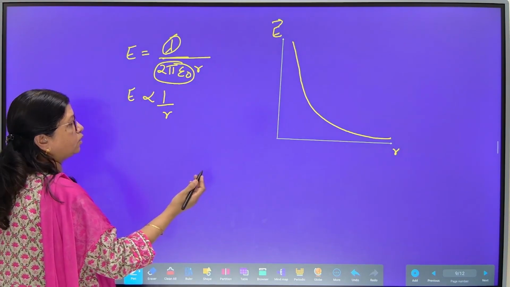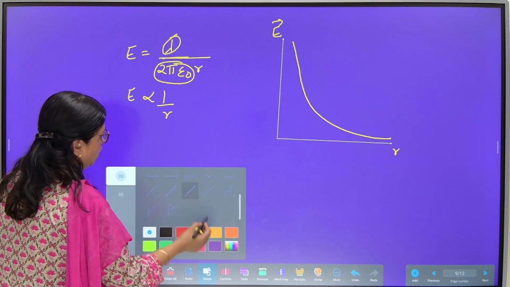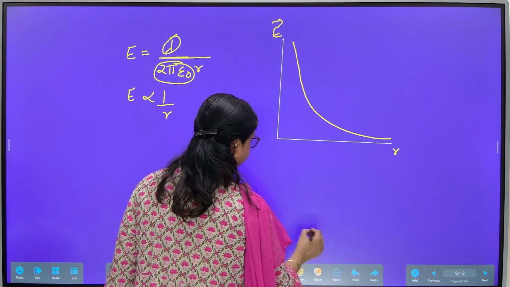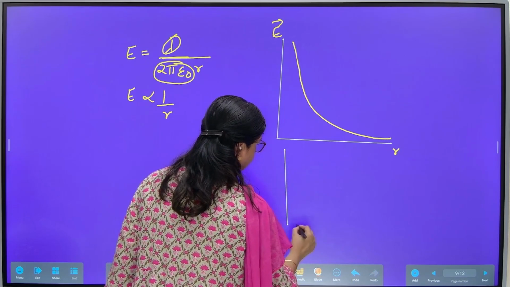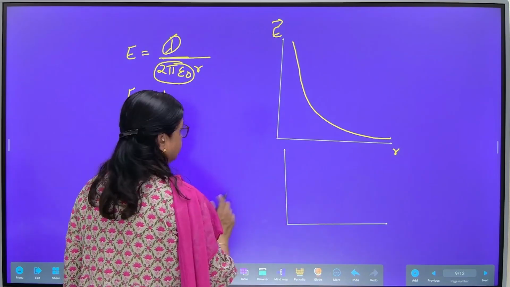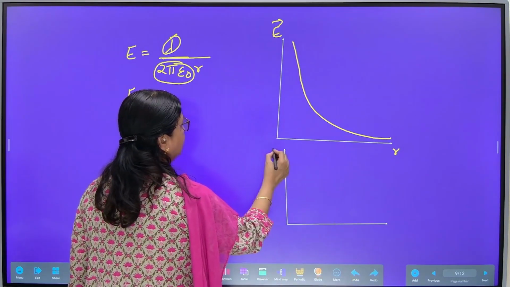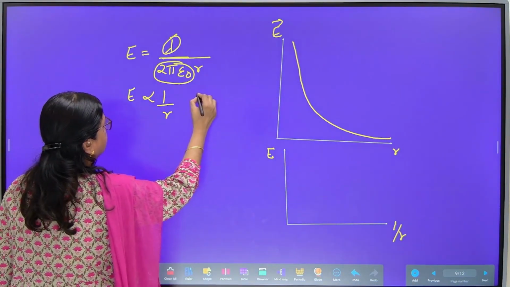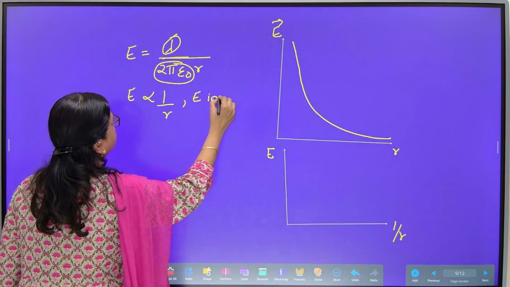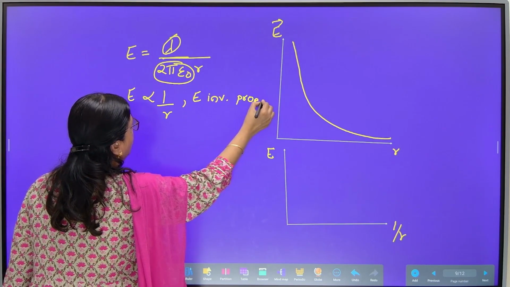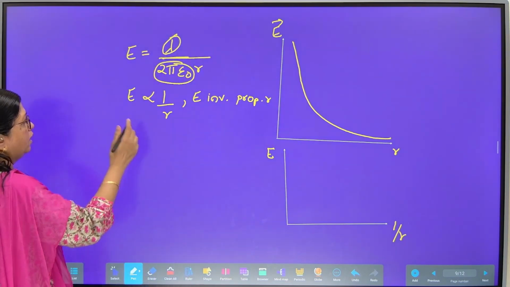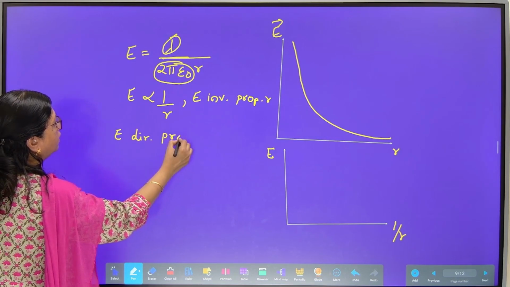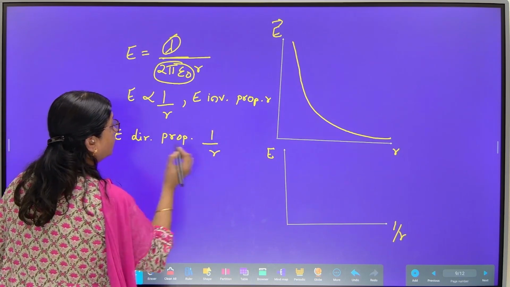Now they can also ask you a graph of the same. So there the confusion can arise that what is the x-axis, what is the y-axis. So again I write the x-axis here as E and here the y-axis 1 upon r. So I can read this as E inversely proportional to r. That's why I have drawn this inversely proportional graph. Here I can also read as E is directly proportional to 1 upon r. I can read it like that.